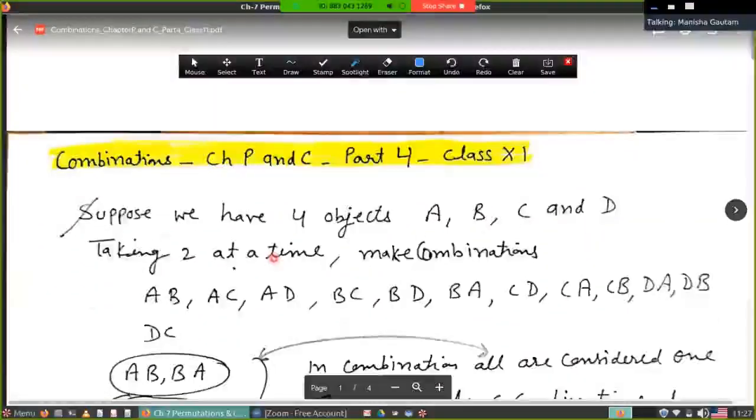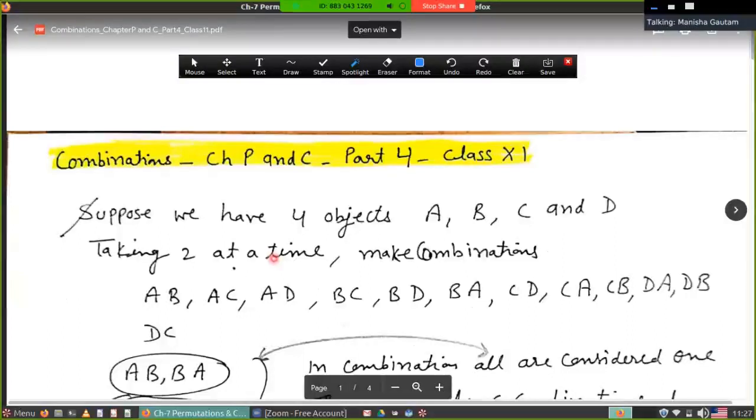Good morning, students. Today we will discuss the topic of combinations from the chapter on permutations and combinations. This is a part 4 lecture. In the part 3 lecture, we discussed the permutations concept. In permutations, we discussed the arrangement of the given objects. In this topic, combinations, we will discuss the selection of a group, the selection of objects.